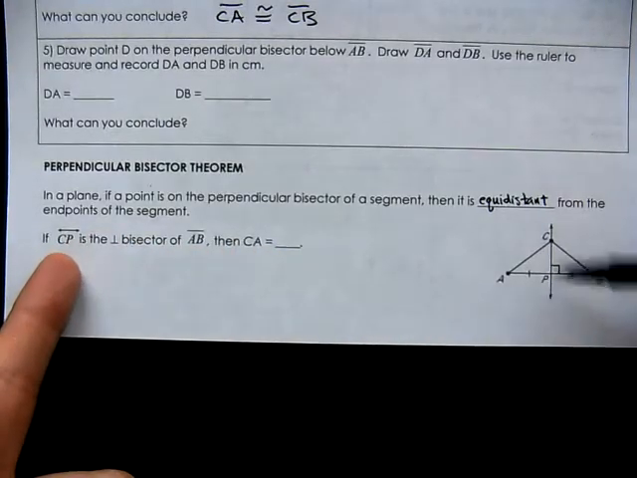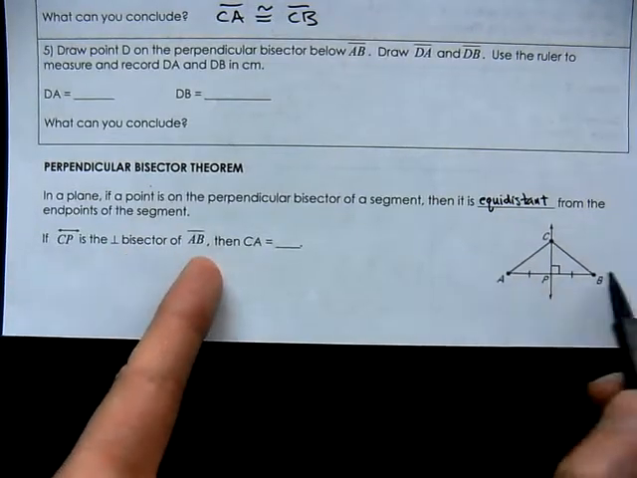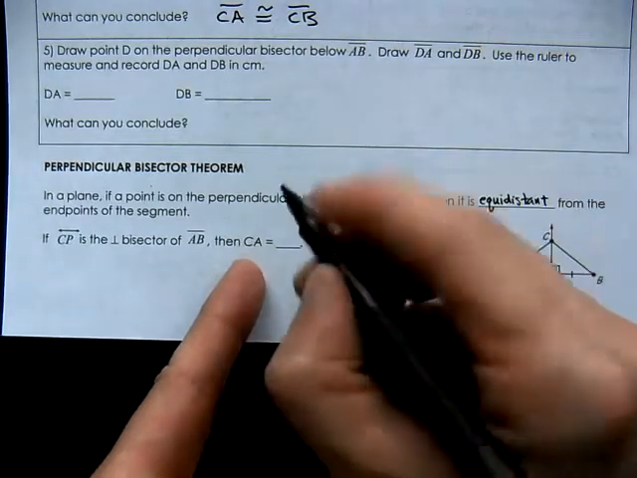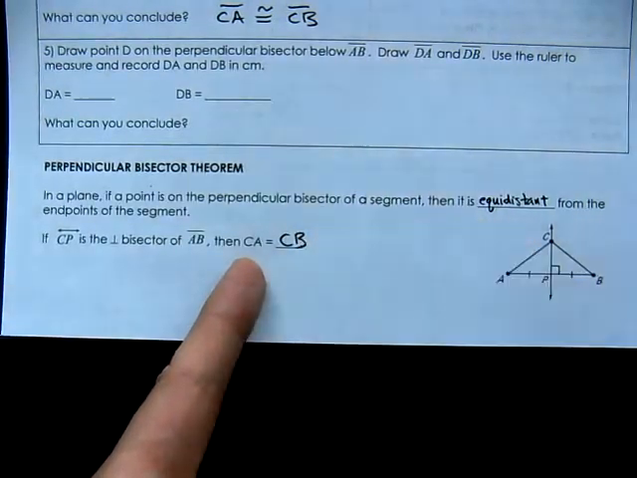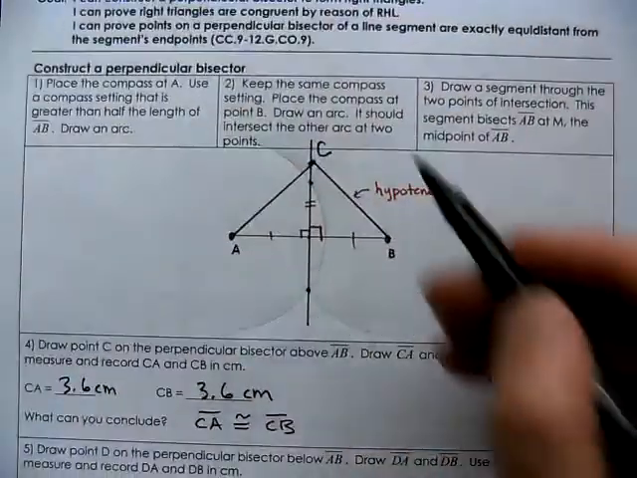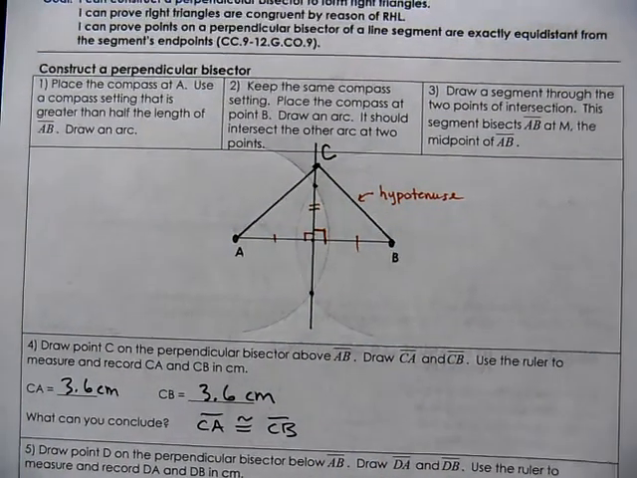If this line CP is the perpendicular bisector of the base AB, then that means the length from C to A is equal to the length from C to B. That's the perpendicular bisector theorem. Now, we didn't really prove it here. This was just a demonstration, and now we want to prove it, and that's what we'll do on the next page.